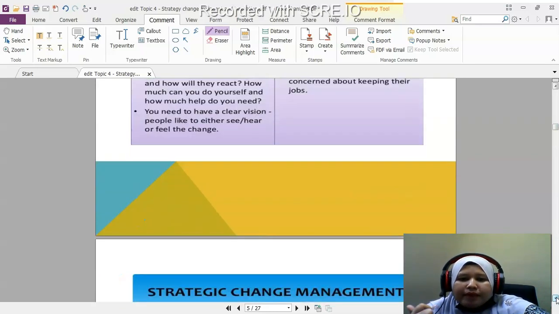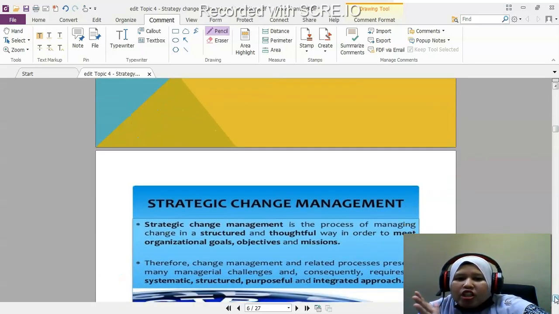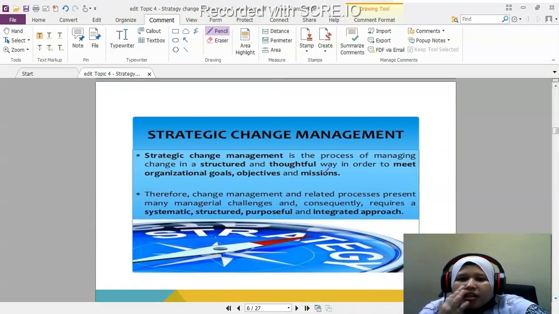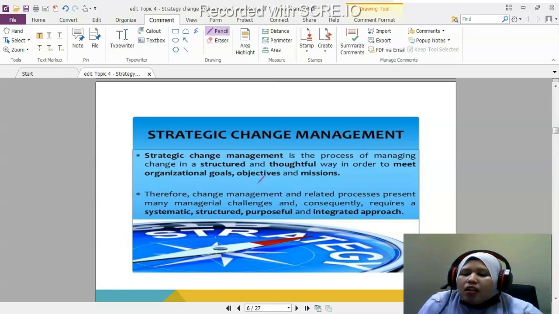Next, what is strategic change management? Strategic change management is the process of managing change in a structured and thoughtful way in order to meet organizational goals, objectives, and missions. So we must do the change of the management in a strategic manner, structured. Change management and related processes present many managerial challenges and consequently require systematic, structured, purposeful, and integrated approaches.